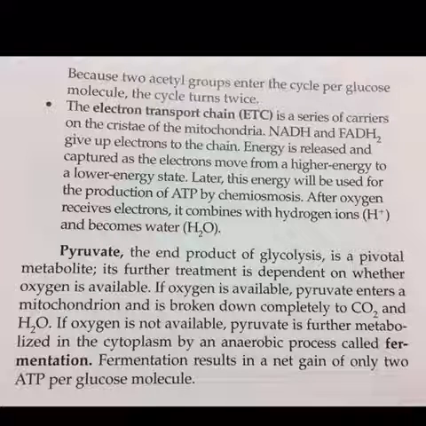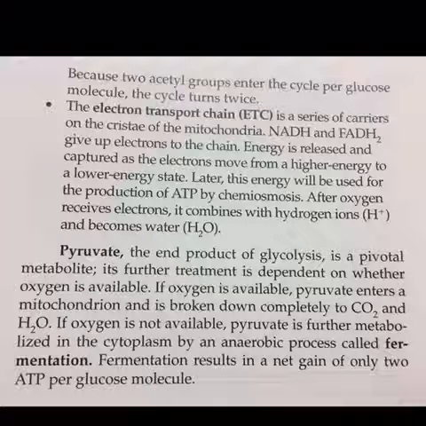The electron transport chain, ETC, is a series of carriers on the cristae of the mitochondria. NADH and FADH2 give up electrons to the chain. Energy is released and captured as the electrons move from a higher energy to a lower energy state. Later, this energy will be used for the production of ATP by chemiosmosis. After oxygen receives electrons, it combines with hydrogen ions, H+, and becomes water, H2O.